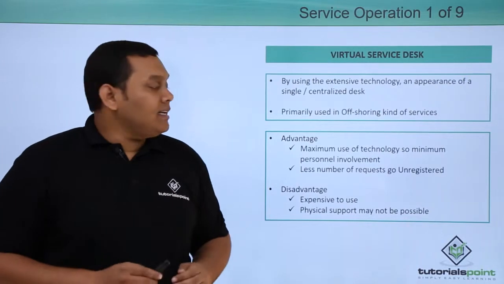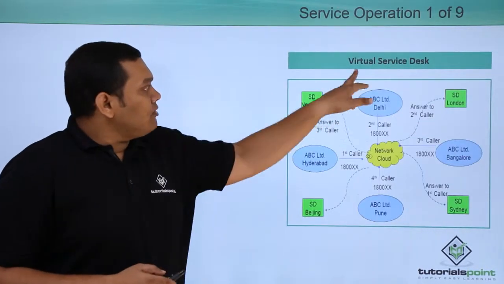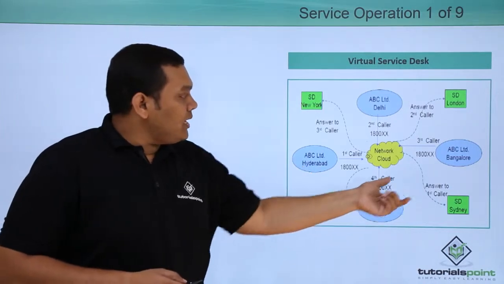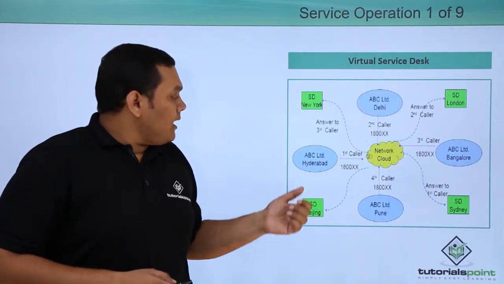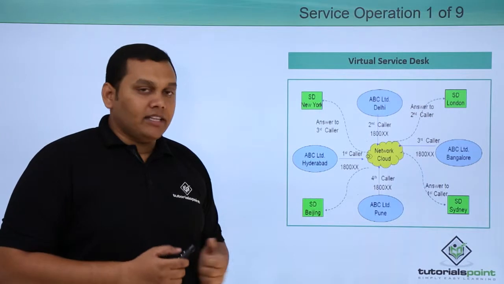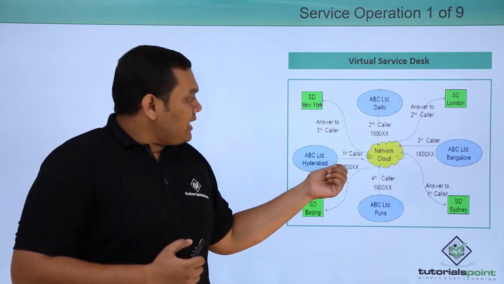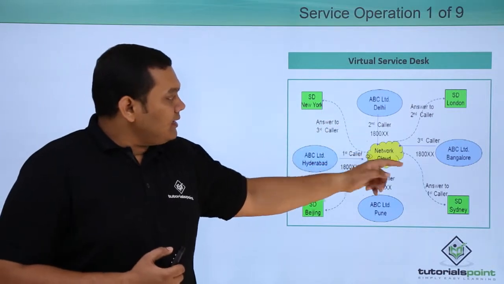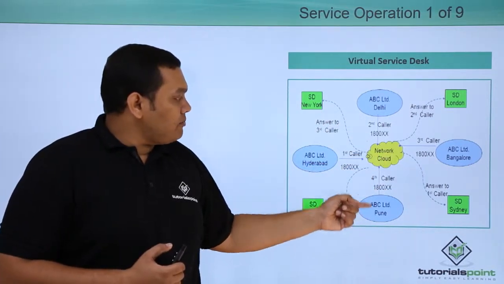You can see a diagrammatic example here for the virtual service desk. You see ABC Limited with Hyderabad, Pune, Bangalore and Delhi here. When the first caller from Hyderabad calls the 1-800 number, it goes to the network cloud. The same way with Delhi, the same way with Bangalore and the same way with Pune.